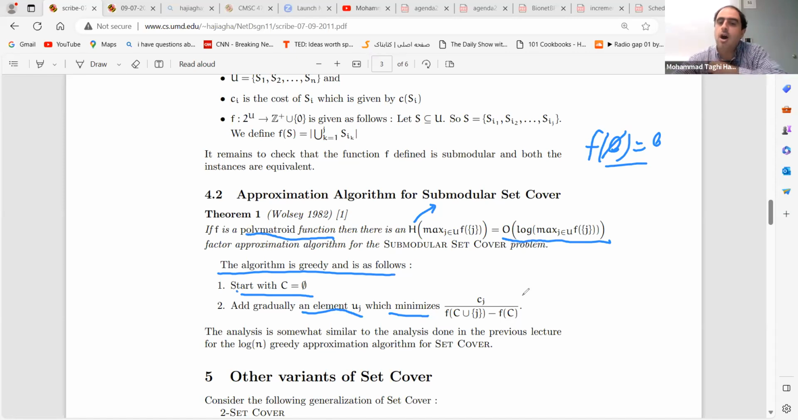And you will repeat this until f of C is equal to f of U. That is exactly until you find essentially the optimum solution, because that was the definition of the submodular cover: you want to find the S star such that f of S star is equal to f of U. And because it is non-decreasing, you know that f of U is maximized. So do this until f of C is equal to f of U.